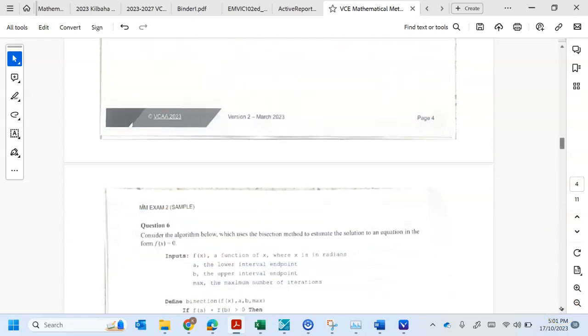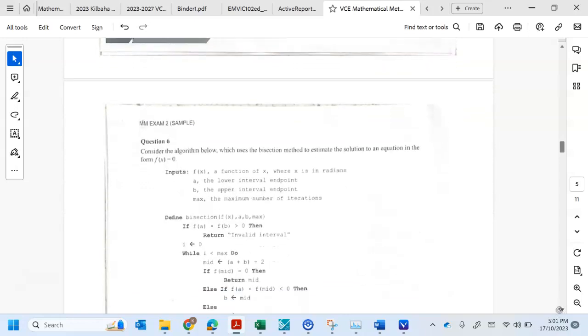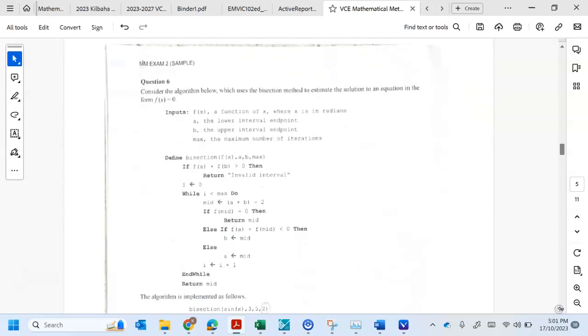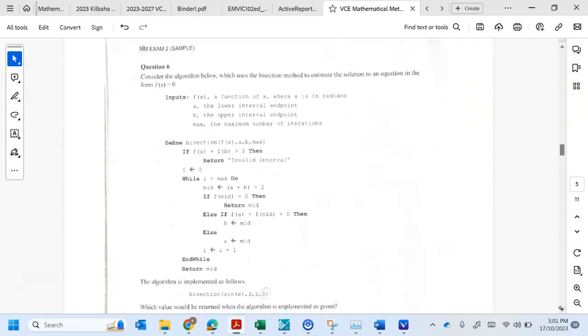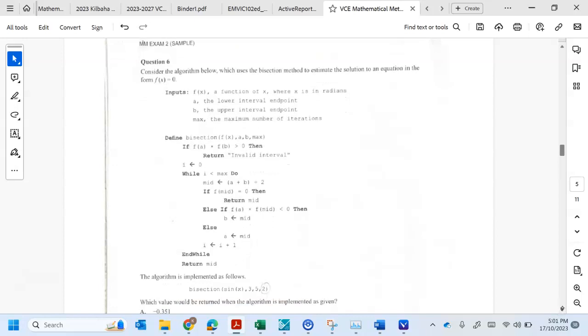Moving on to question 6, so another pseudocode. Again, I don't think you'd get more than one pseudocode question on multiple choice, but you never know. We're doing the bisection method now. It's not on your formula sheet, but it's not that hard. You just add 2 numbers together and divide by 2.